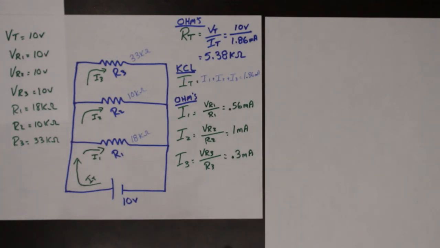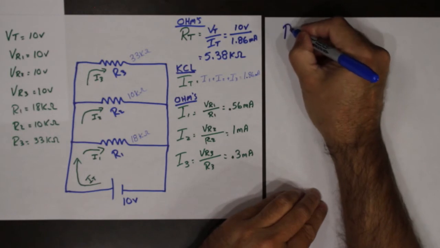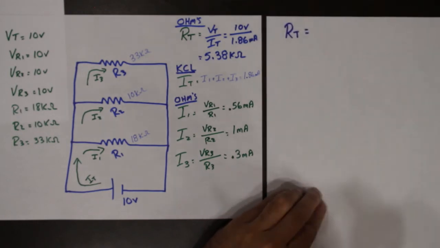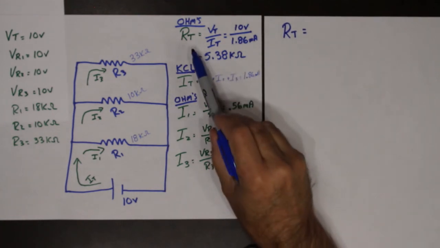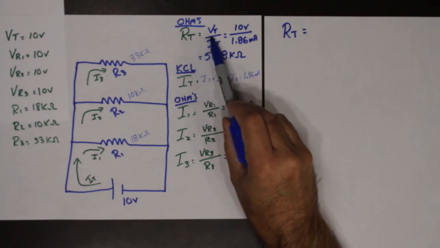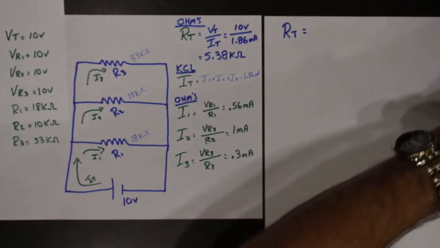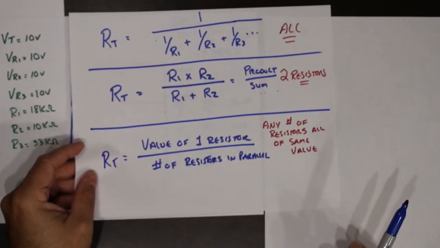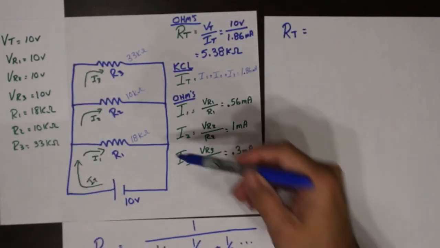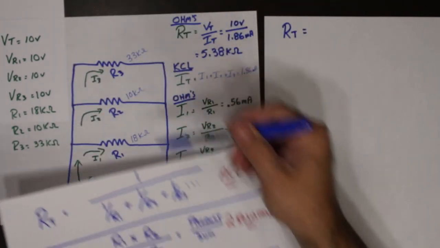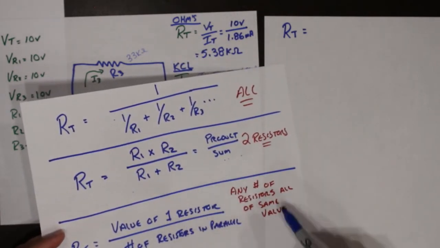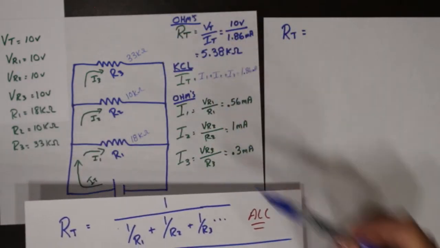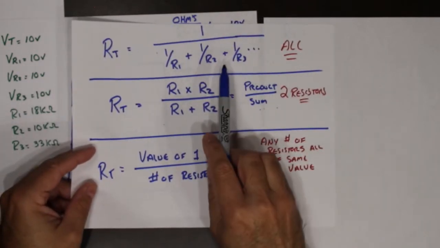Let's check our answers. We know that our total we can calculate using Ohm's law. But we also know that we can calculate our total using one of these rules. So when we look at this, do we have 2 resistors? No, we have 3. Do we have any resistors that share the same value? No, they are all different. So the only formula that works is this top one.